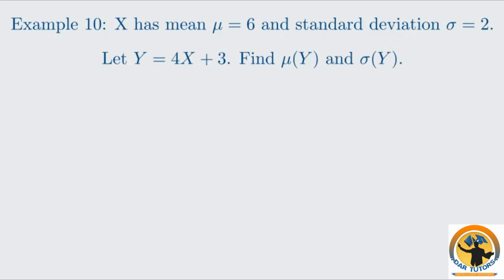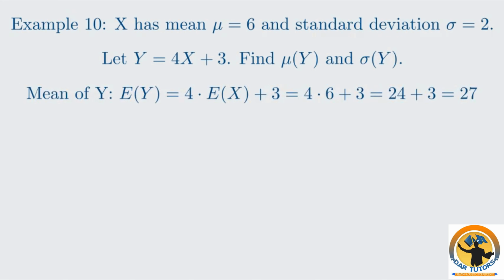Let's apply this to the final example in your notes. A random variable X has a mean of 6 and a standard deviation of 2. Let Y equal 4X plus 3. Find the mean and standard deviation of Y. First, the mean of Y. It's 4 times the mean of X plus 3. That's 4 times 6 plus 3, which gives us 27. So the mean of Y is 27.